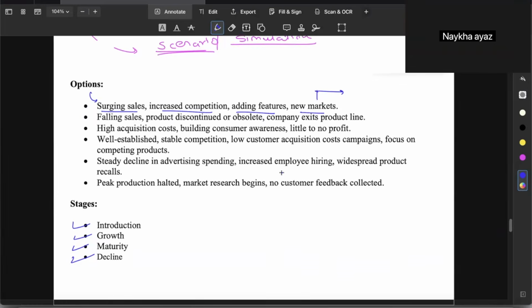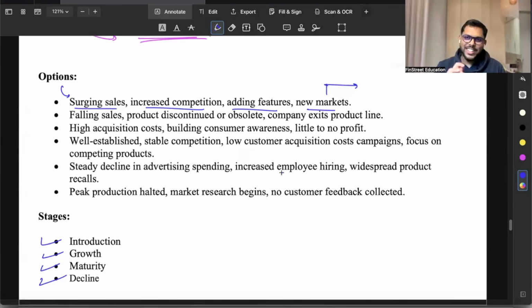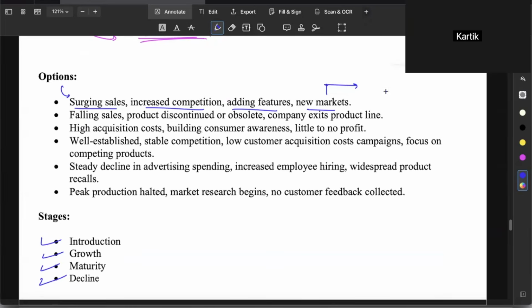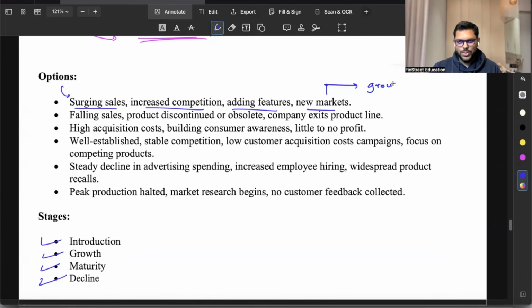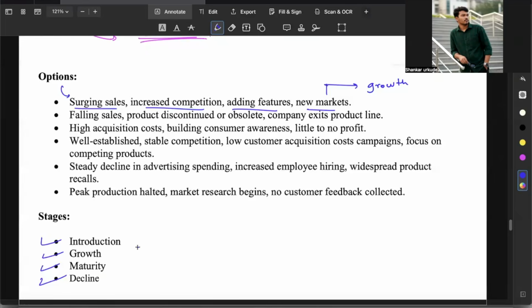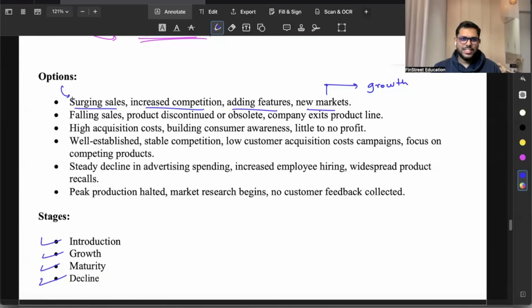Introduction and growth. नहीं, दोनों कैसे आएगा? It's a one-on-one match. Growth stage. Correct. Surging मतलब बढ़ने वाला. Surge means increase. So your sales are growing, competition is growing, you are adding new features and you are also entering new markets. This is nothing but growth.